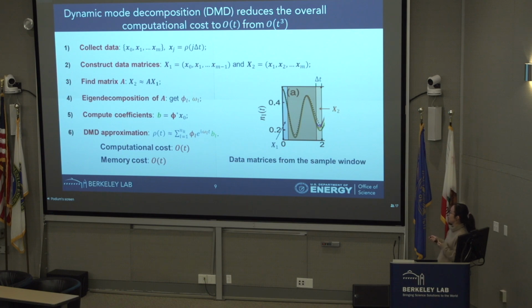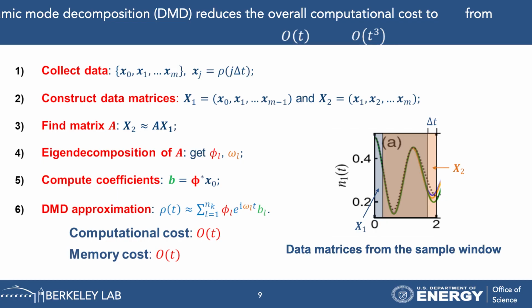We first collect the data in a small time window, and then construct two data matrices, x1 and x2, as shown in this figure. They deviate by a one-time step delta t. Then we want to find a matrix A such that x2 can be approximated by A times x1, and we believe that this matrix A contains all the major properties of the dynamics. From the eigen decomposition of A, we can get the spatial mode and the frequency, and it is easy to compute the coefficients. Finally, we can get the DMD approximation given by this formula.